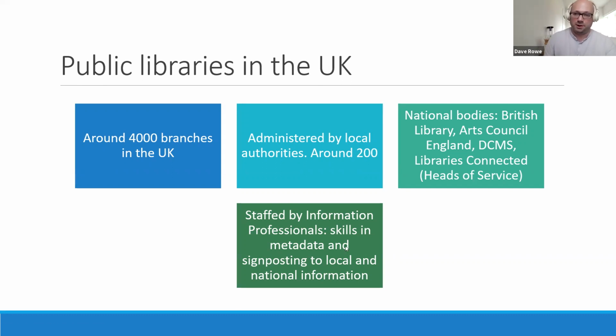There are also some national bodies. There's a body called the Arts Council that provides funding in different ways for libraries. The DCMS is the government organization that has oversight of libraries. And other bodies like Libraries Connected are a collective of heads of service that can do some things in terms of joined up working. Libraries are also staffed by information professionals, so they have great skills in metadata and signposting to local and national information.